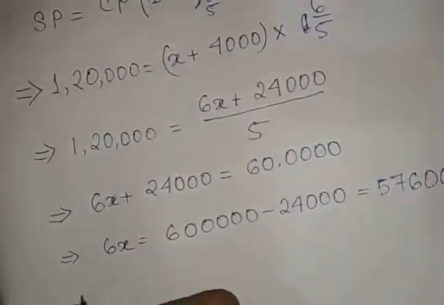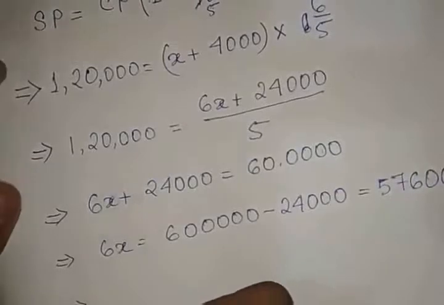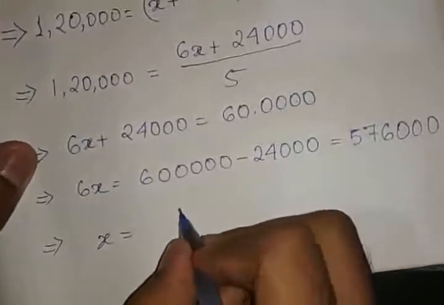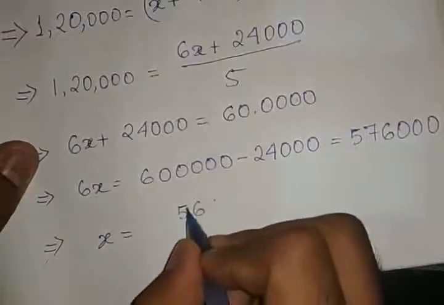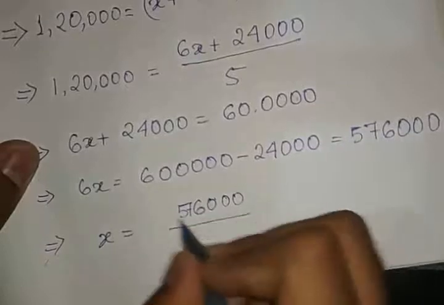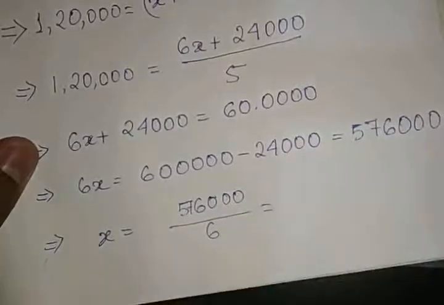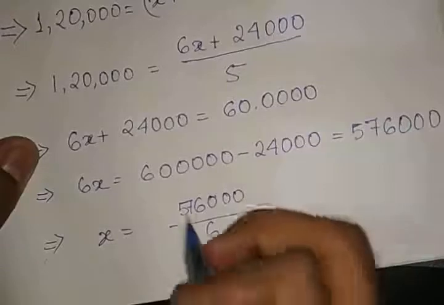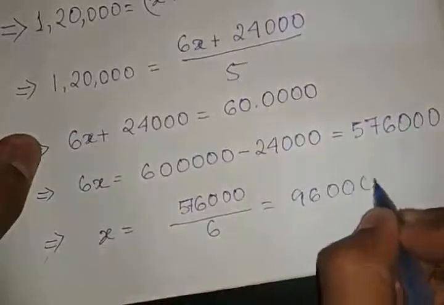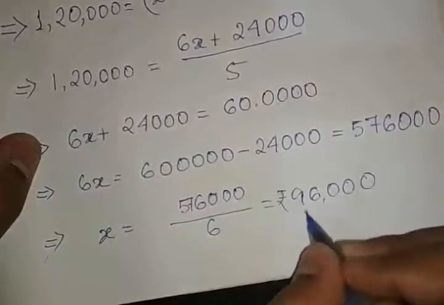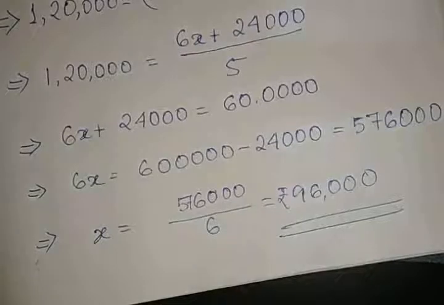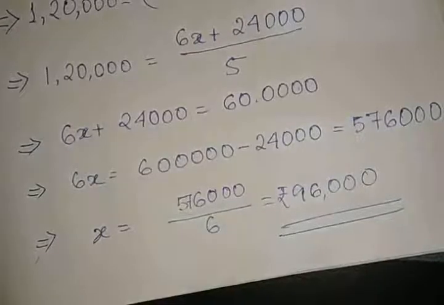Then after that, x will be equal to 57612 divided by 6. After dividing this, we will be getting 9623. So this will be the required cost price at which Mr. Kohli bought the car.